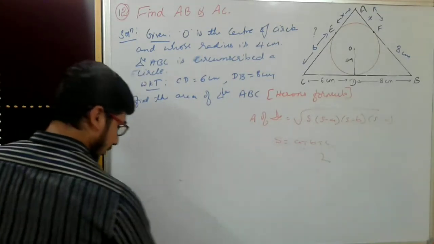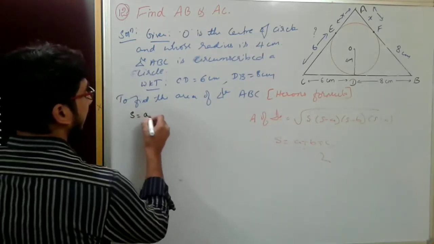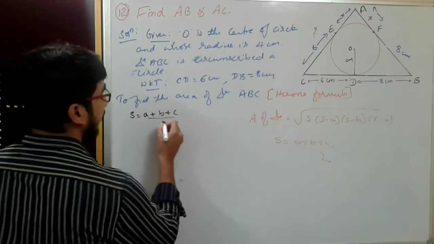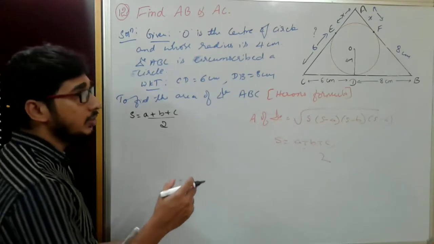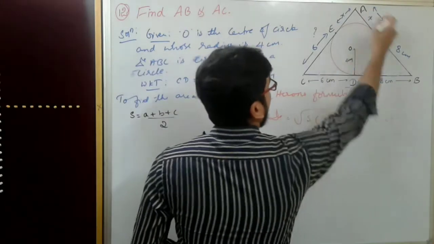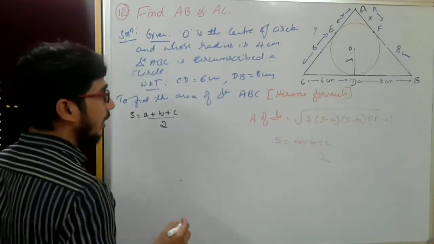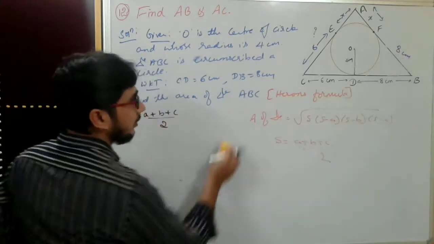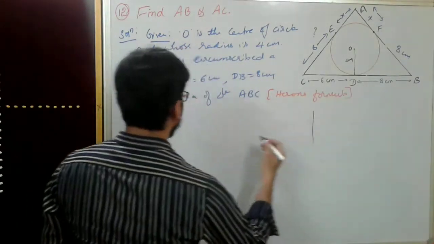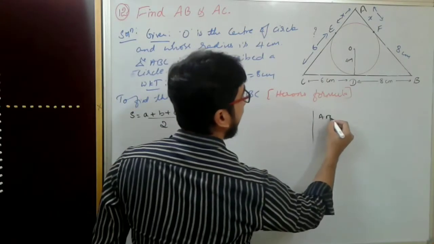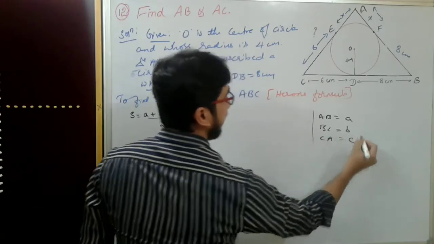I'll write the semi-perimeter value here. S is equal to (A plus B plus C) by 2. What are A, B, C here? A, B, C mean the sides, the measures of AB, BC, AC. I will write separately: let AB be A, BC be B, CA be C.